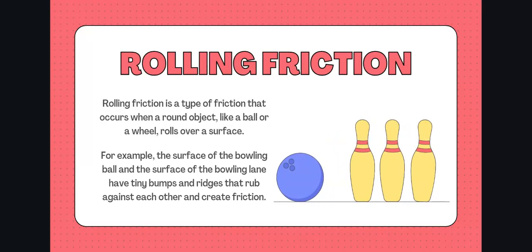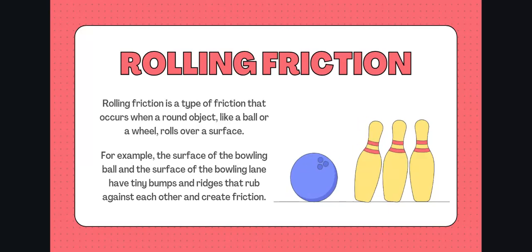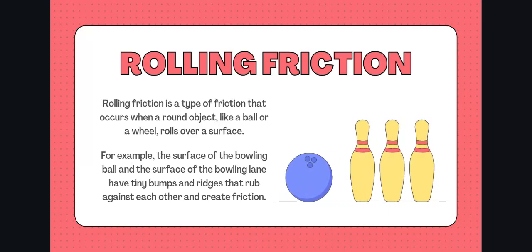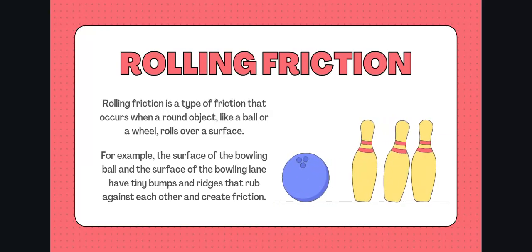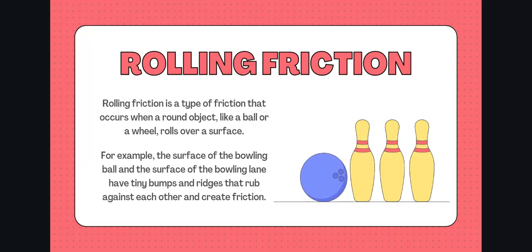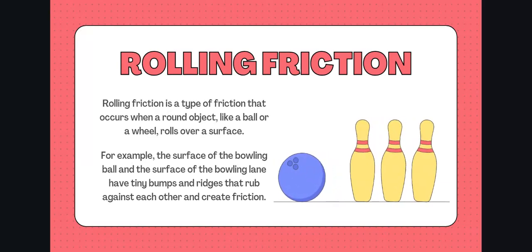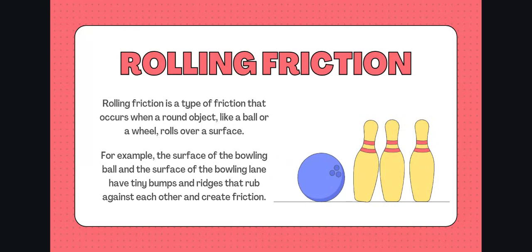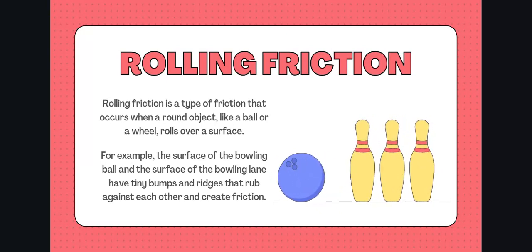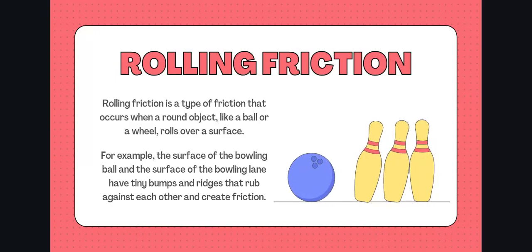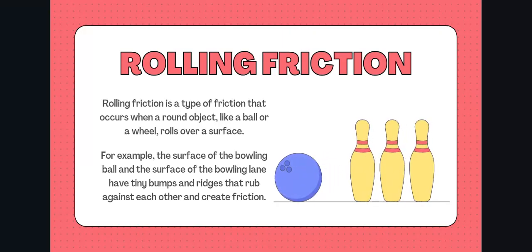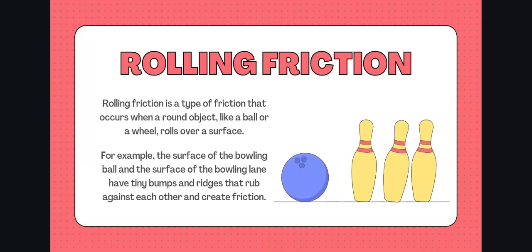So what's rolling friction? Well, rolling friction is basically the same thing as sliding friction. But instead of pushing a square object, this time you're rolling something, and this makes the tiny bumps and ridges rub against each other and create friction and heat. And friction causes heat.